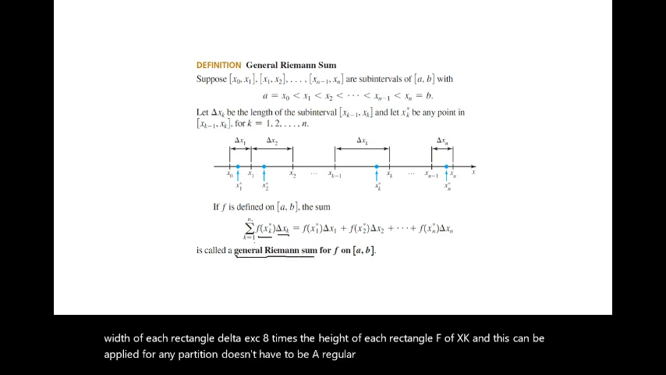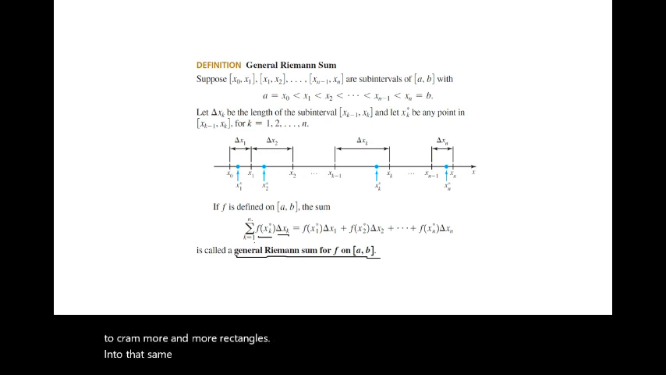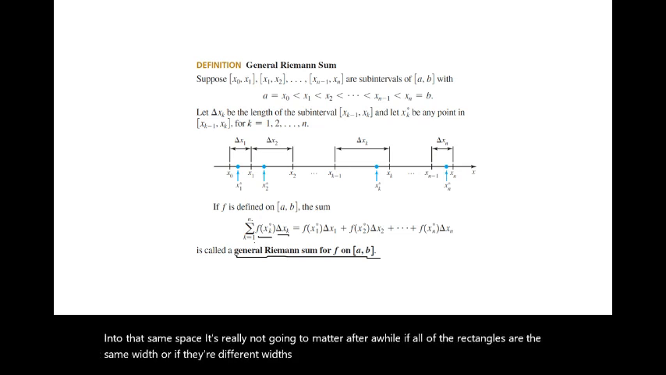A general Riemann sum will deal with any sort of partition, because as the number of rectangles gets larger and larger, as you try to cram more and more rectangles into that same space, it's really not going to matter after a while if all of the rectangles are the same width or if they are different widths. So the partition's not going to matter as the number of rectangles approaches infinity.